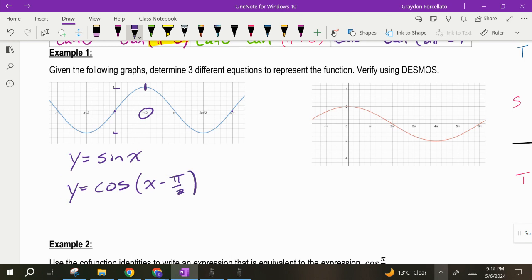Okay, we look at cos starts at a maximum. This graph, the first maximum, occurs at pi over 2. So it's a cos graph that's been shifted pi over 2 to the right.